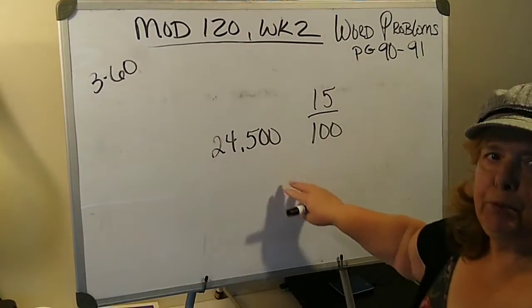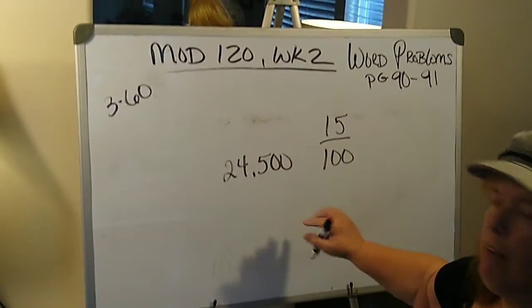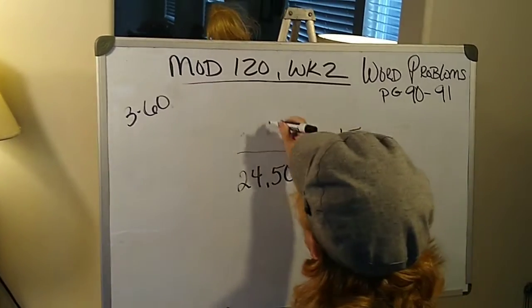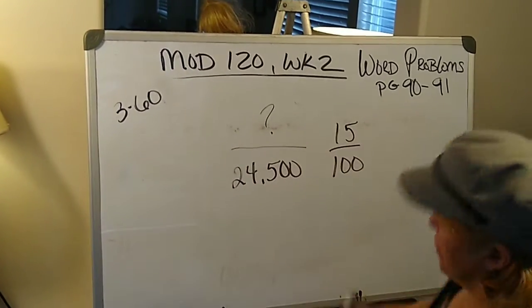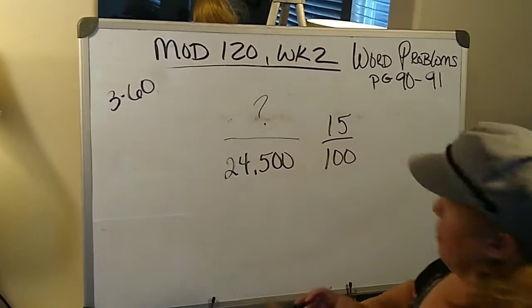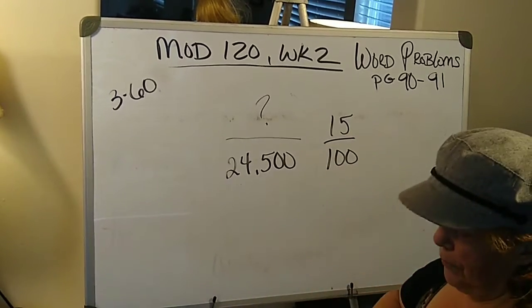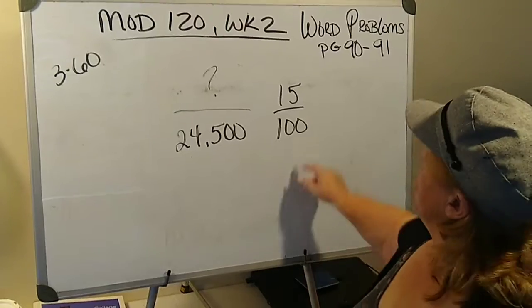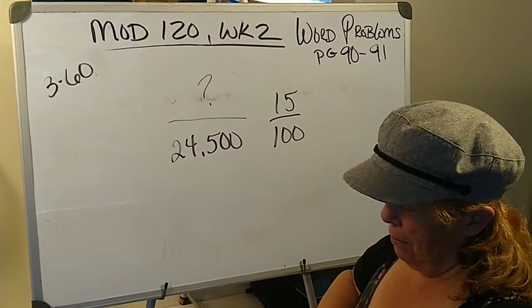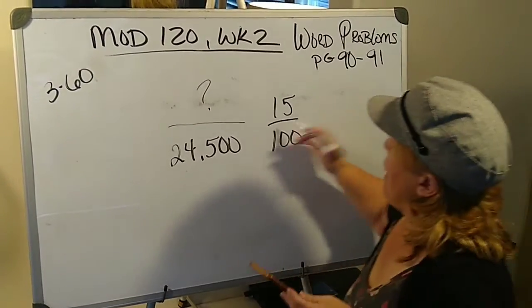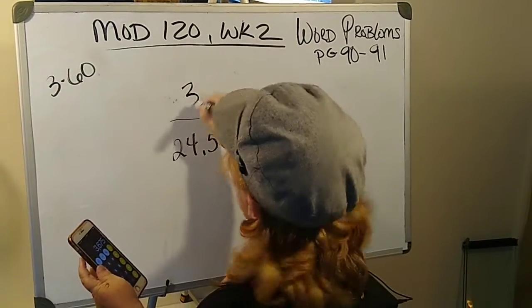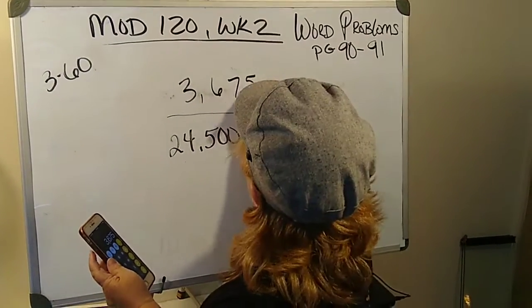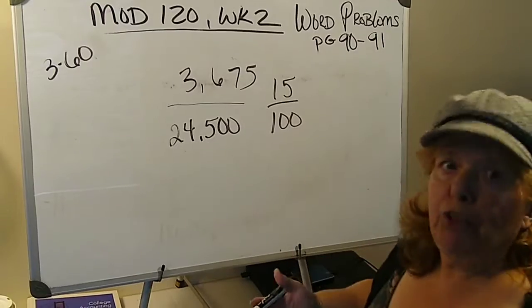So they had to pay 15% of the $24,500. So we need to figure out how much is 15%. So again, what do we do? Cross multiply. 24,500 times 15 equals, and then divide by 100 equals. So they paid $3,675. And the question is, how much did they pay total?